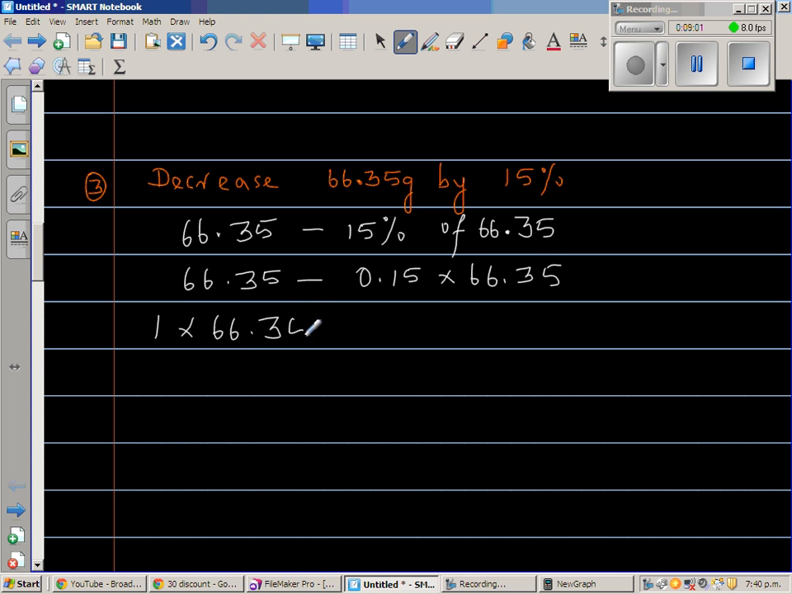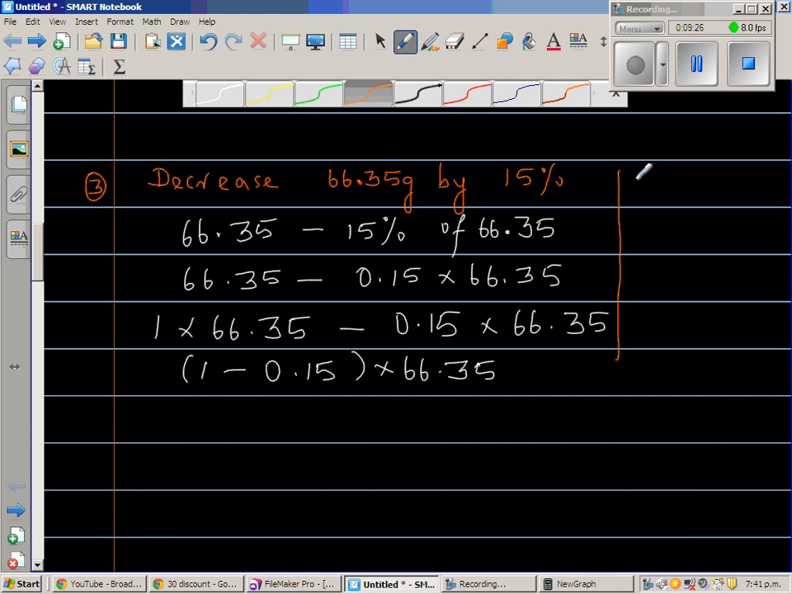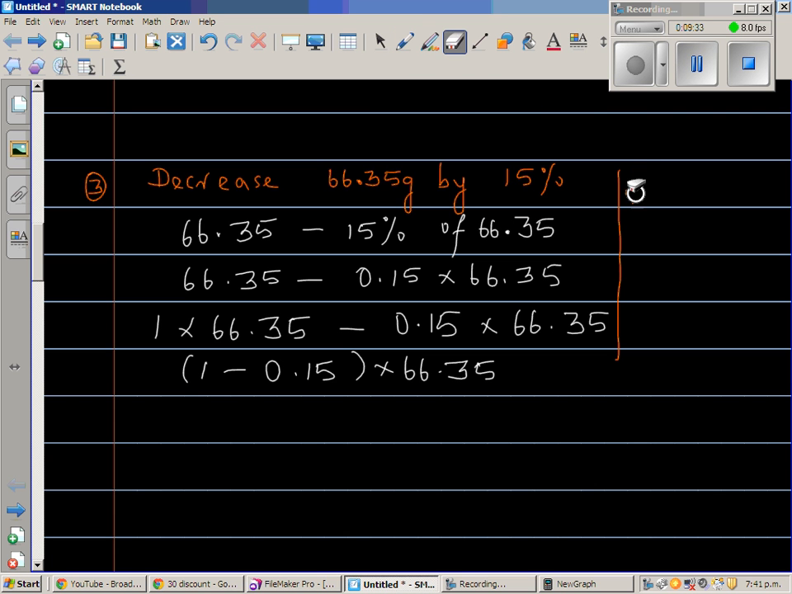So the same thing I'm going to write as 1 times 66.35, take away 0.15 times 66.35, and so this is same as writing 1 minus 0.15 times 66.35. So let me give an example here. Okay, so let me do a side example here. Suppose you have, let's say a simple number, say 4 times 7 minus say 2 times 7.